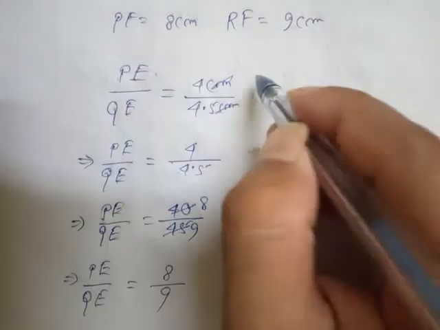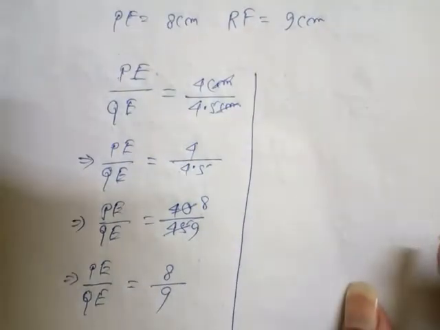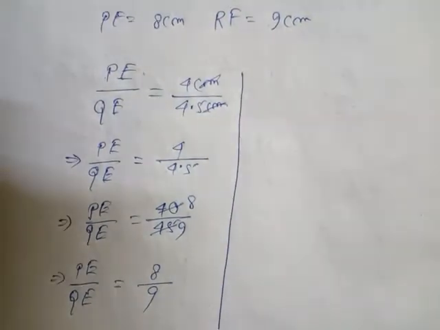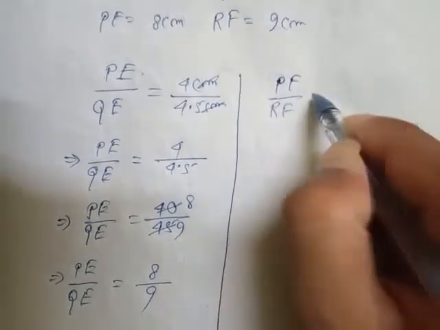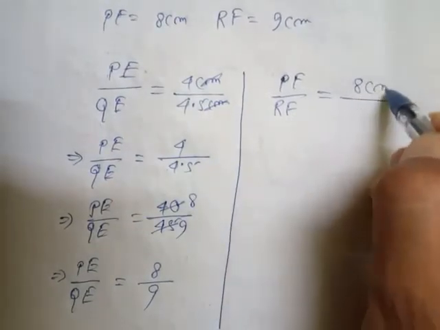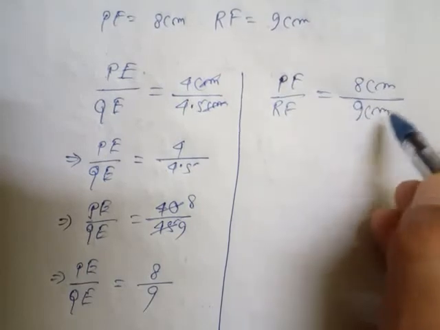First one. Now we'll go for the second one, that is PF by RF. Now look here, the next one, PF by RF. What is the value given here? PF is 8 centimeter, RF is 9 centimeter.